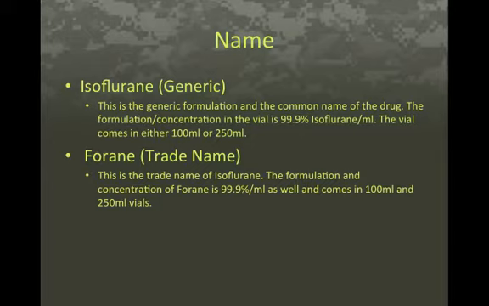Name: Isoflurane. This is the generic formulation and the common name of the drug. The formulation concentration in the vial is 99.9% isoflurane per ml. The vial comes in either 100 ml or 250 ml. Forane. This is the trade name of isoflurane. The formulation and concentration of Forane is 99.9% per ml as well, and comes in 100 ml and 250 ml vials.